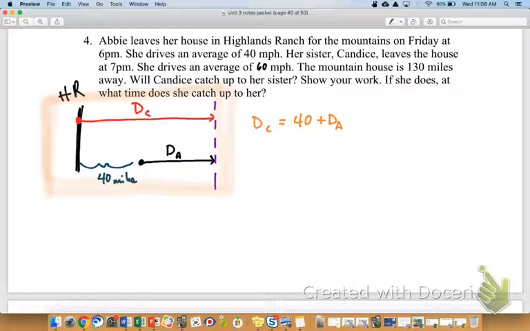What if I labeled it like this? Let's see if this helps you clarify whether this is right or not. Just look at what I'm writing. Long distance is equal to head start plus short distance.